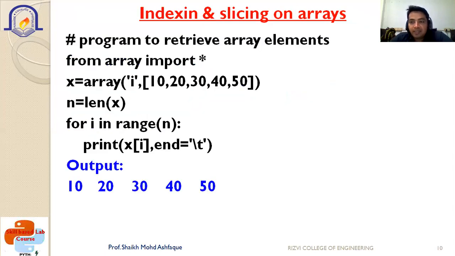Third one, indexing and slicing. Likewise, we have done indexing and slicing in the list, in the string, in the tuple, and in the dictionary. In a similar way, you can use indexing and slicing here also. So once again, we are creating a program to retrieve the array elements. First, we are importing a module, from array import star. Then we are creating an array X, where the data is given as 10, 20, 30, 40, and 50. Now here we are calculating the length of X. Basically len is the method to calculate the length, and X is your array.